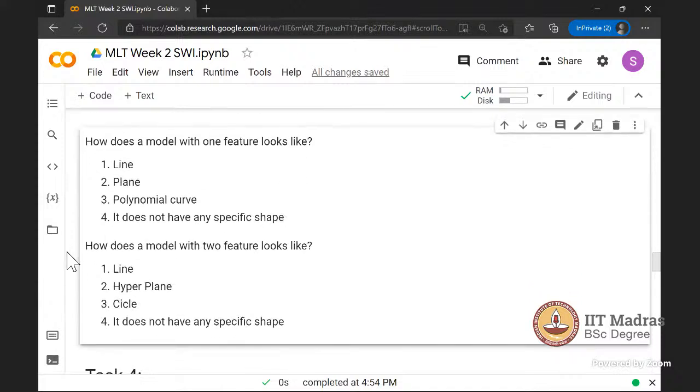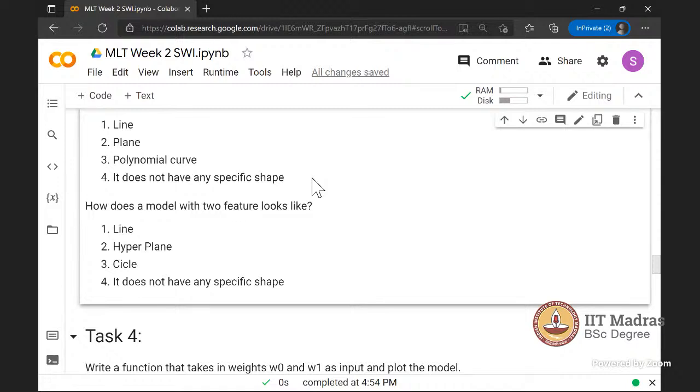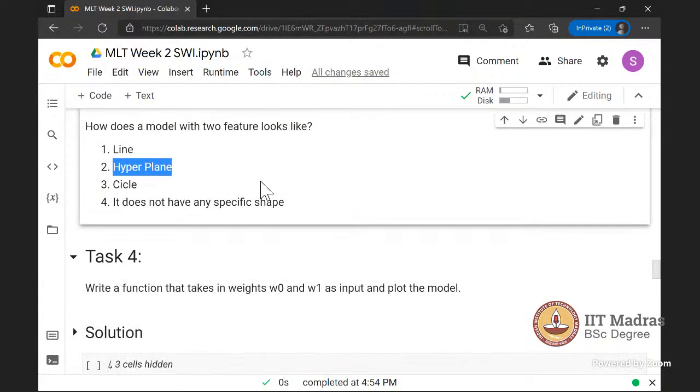Very good. And what does the model look like if there are two features? Hyperplane. Hyperplane in how many dimensions? M+1. M plus 1, and what is M here? 3. Right. So M plus 1 becomes 3. So in 3-dimensional space, you are going to get a plane. We typically call it a hyperplane because in higher dimensions, it is not easy to visualize these planes. Therefore, we call them hyperplanes.